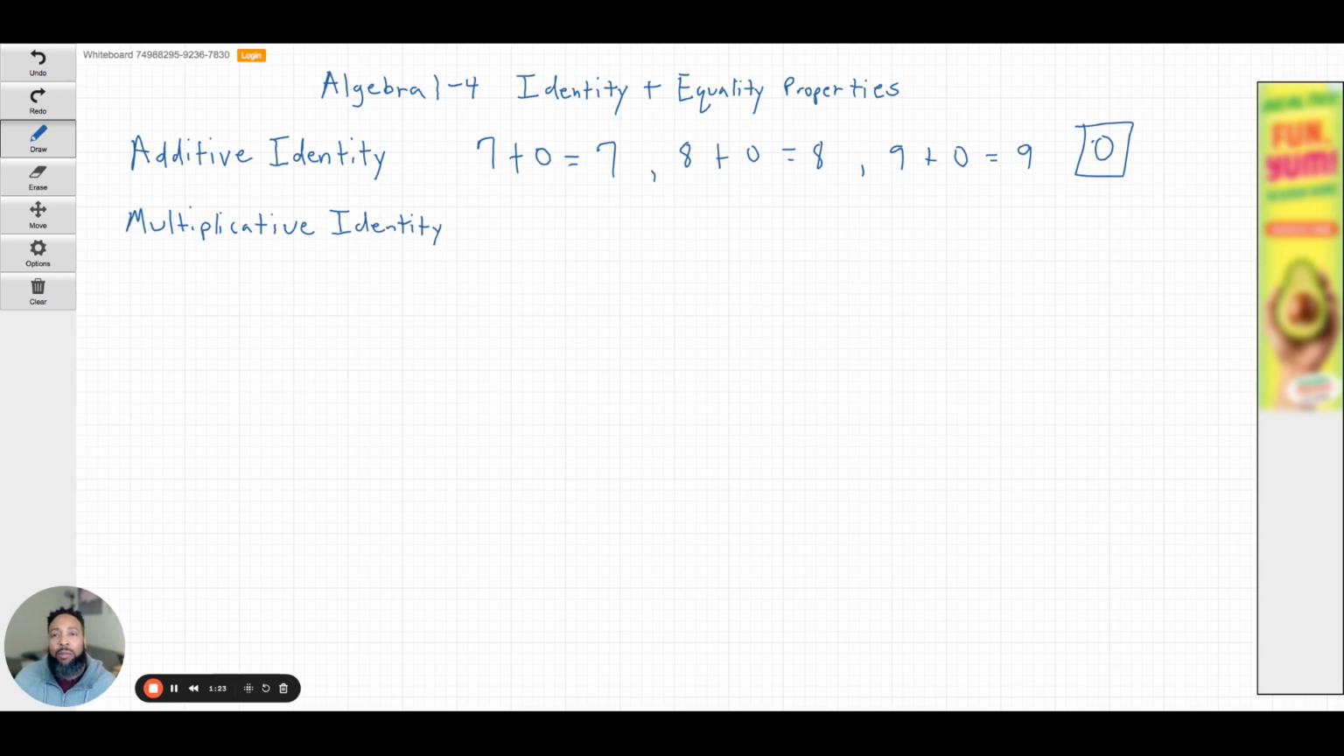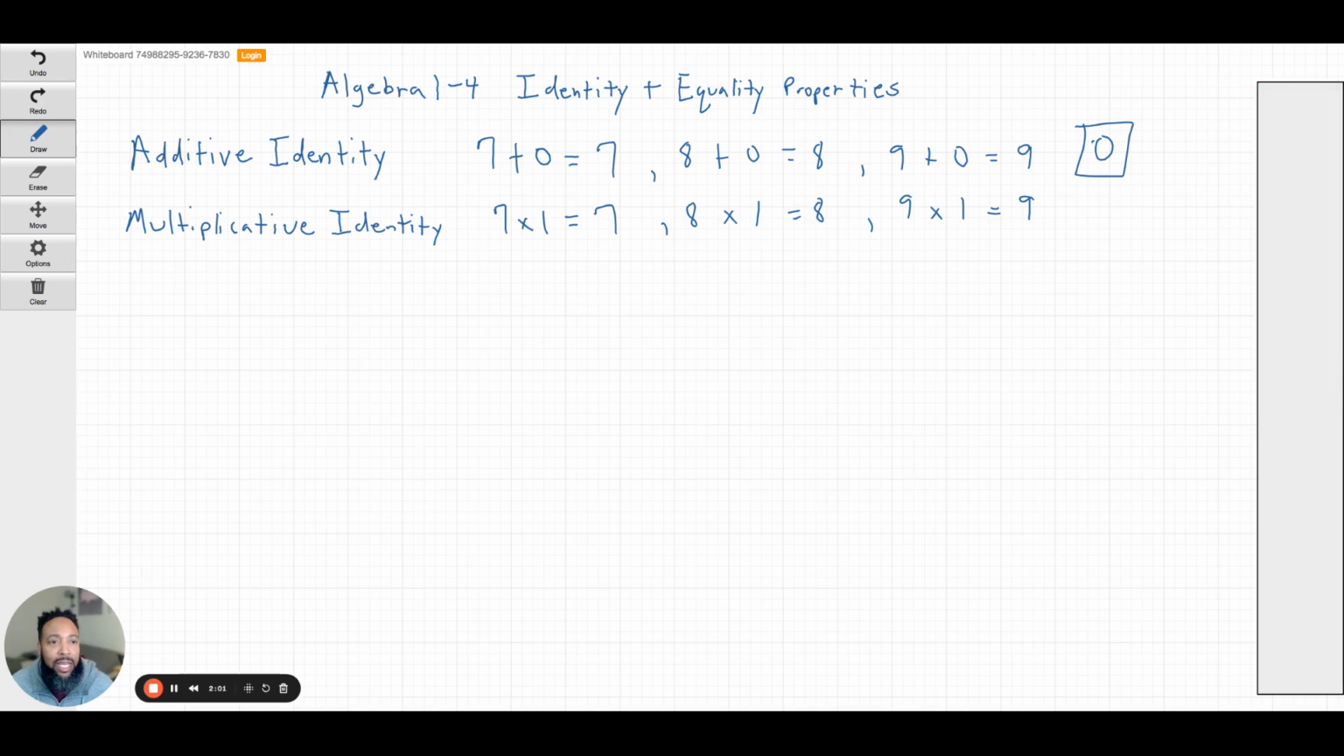So when we're talking about multiplicative identity, any number multiplied by 1 is itself. Or in other words, two factors make up a product of itself. Any number multiplied by a factor of 1 is itself. So 7 times 1 is 7. 8 times 1 is 8. 9 times 1 is 9. So when we're looking at multiplicative identity, 1 is the multiplicative identity.